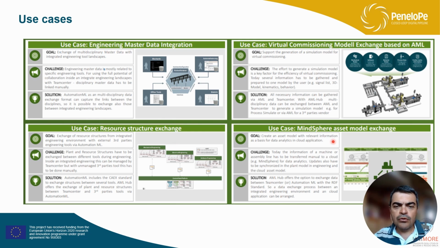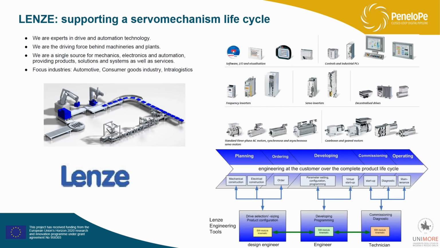Or we can also use AutomationML to create an asset model of relevant information also for cloud-based applications. So when we have Industry 4.0 scenarios with interconnected systems, AutomationML becomes a way to exchange information also using the cloud.